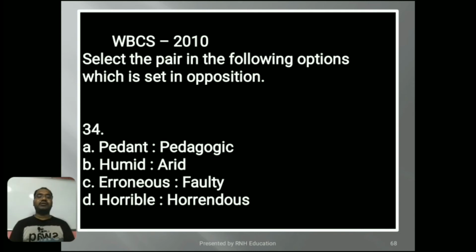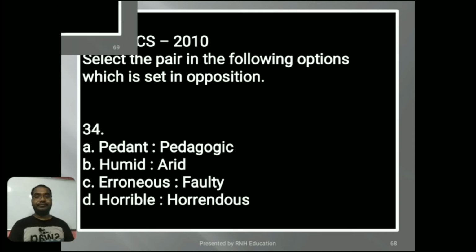From these sections, the questions have been taken from the year 2010. Select the pair in the following options which is set in opposition. Option A is pedant and pedagogic. Option B is humid and arid. Option C is erroneous and faulty, and option D is horrible and horrendous. Now check the solution section.